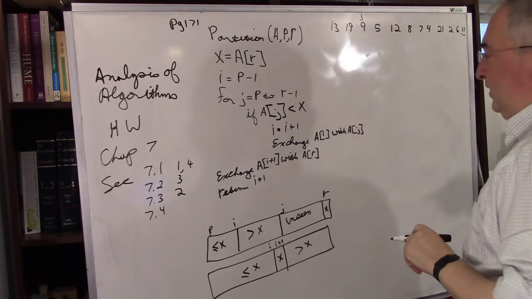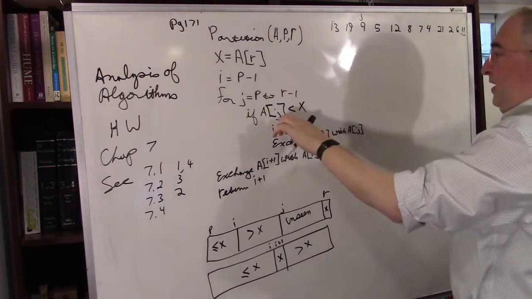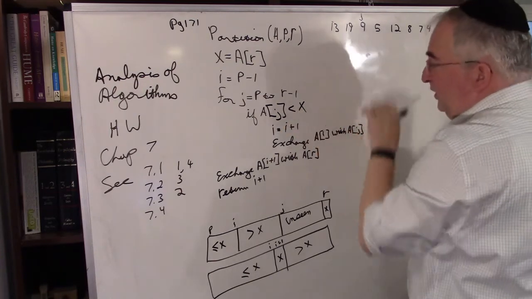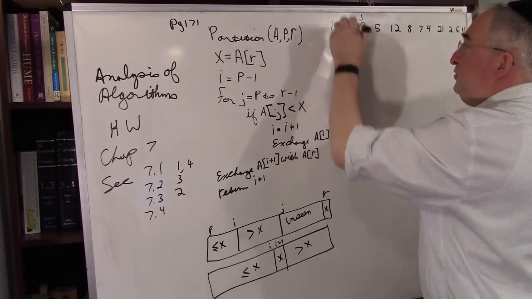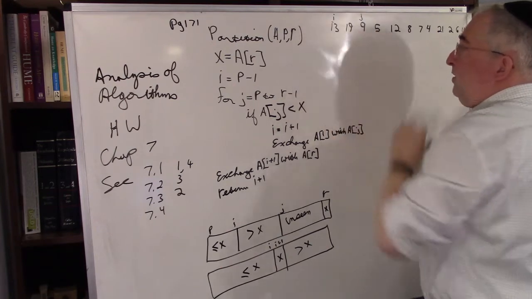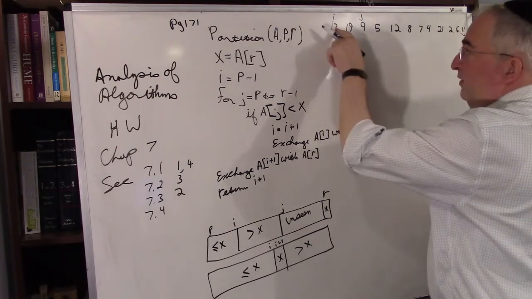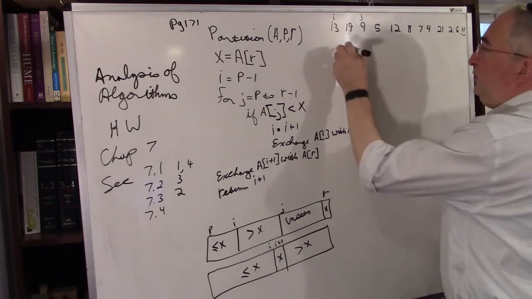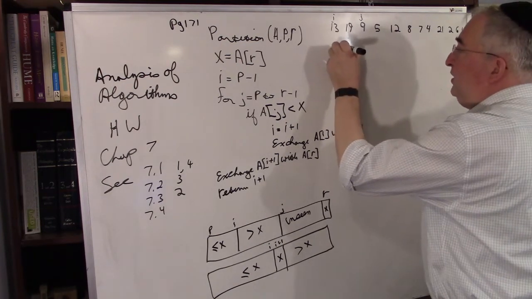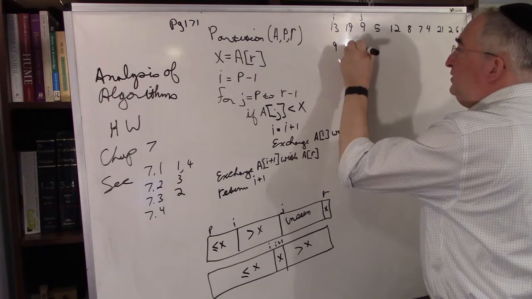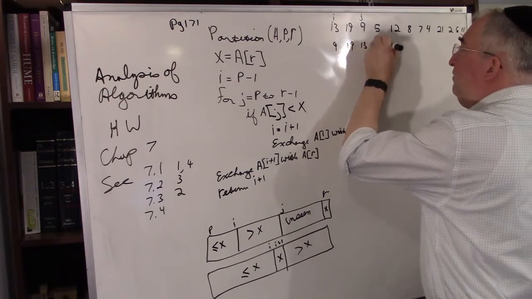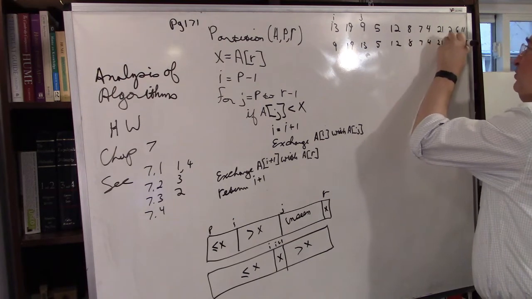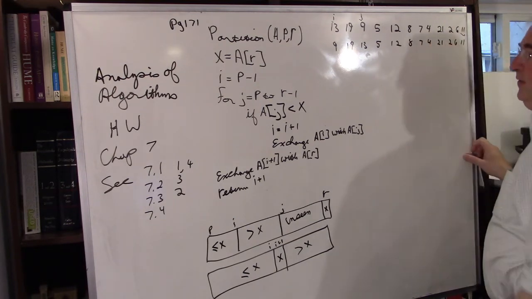Let's do it. A of J is less than 11. Yes, it is. It's less than the pivot. It has to go there. So then I is equal to I plus 1. So I goes here. I was over here. I goes there. And exchange A of I and A of J. So now 9 goes here, 19 is here, 13 is here, 5, 12, 8, 7, 4, 21, 2, 6, and 11.